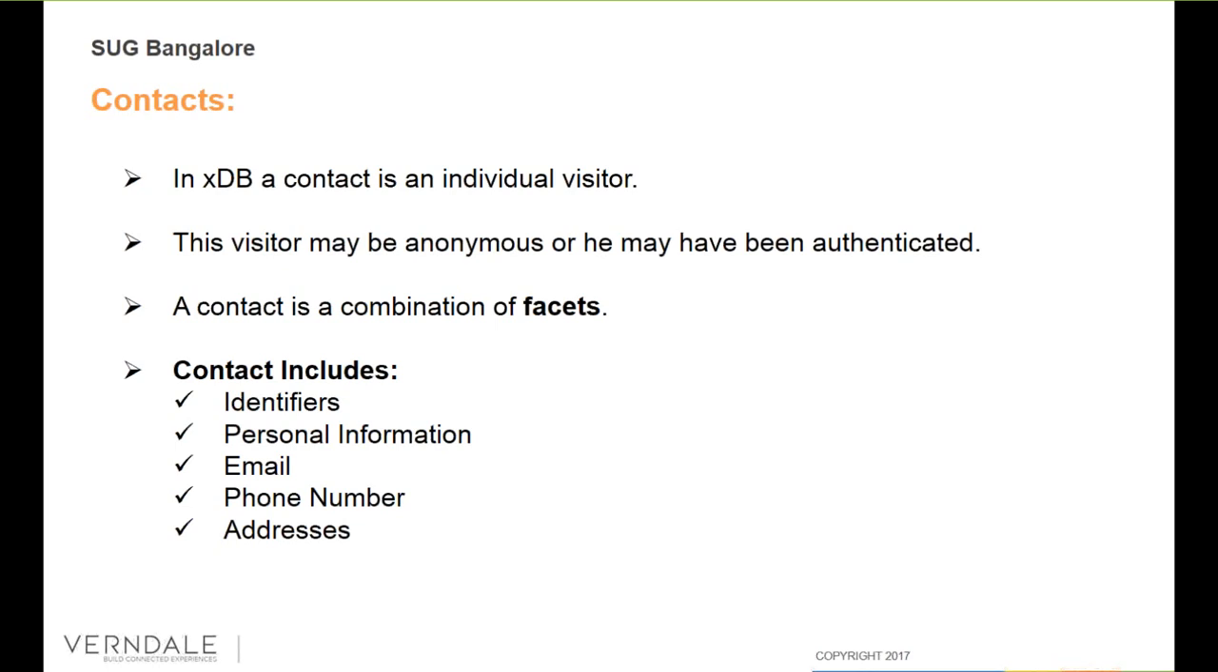So at that point of time, still a contact will be created for that anonymous user, but there will not be any identifiers added to it, because an identifier is only added when the user is authenticated. But still a contact will be created, which will have its own contact ID.